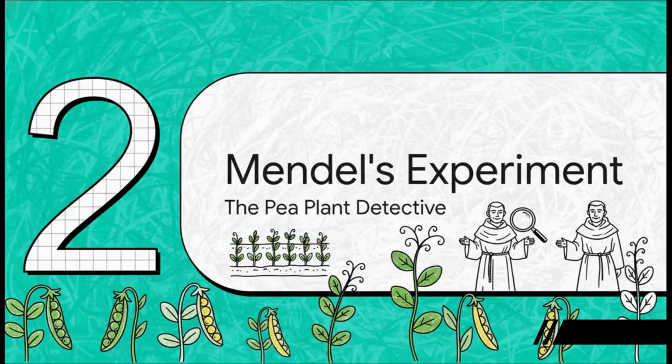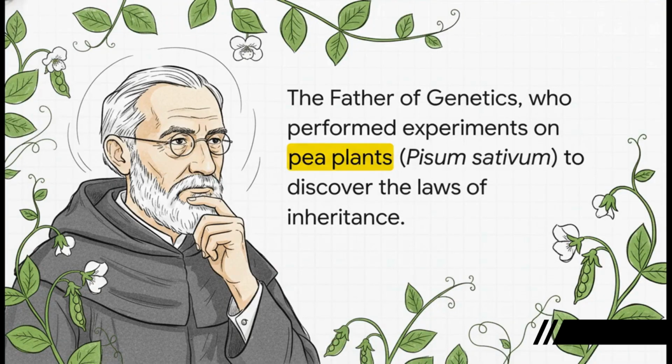So let's meet the detective in our story. Now, this guy didn't have any fancy labs, no DNA sequencers, no supercomputers. What he had was a garden. A really sharp, methodical mind, and the absolute perfect subject for his investigation. The common pea plant. And here he is, Gregor Mendel, the one and only father of modern genetics. Through thousands and thousands of meticulous experiments on these pea plants, Pisum sativum is their scientific name, he single-handedly figured out the fundamental laws of heredity that we still use today. He's the one who cracked the code.